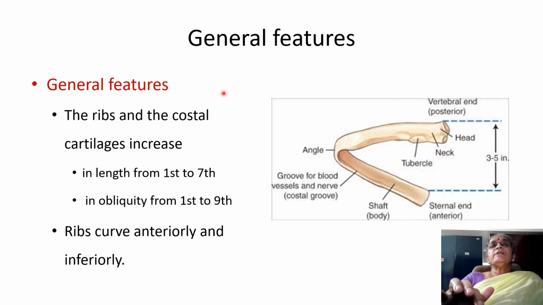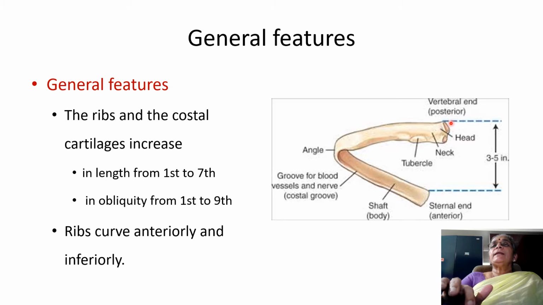Let us see the general features of a rib. We are seeing the rib and seeing the vertebral end and then the sternal end. And then you can identify the two facets in relation with the head, and then this is the neck and the tubercle of it, and you can see the outer surface and inner surface of the shaft of the rib.